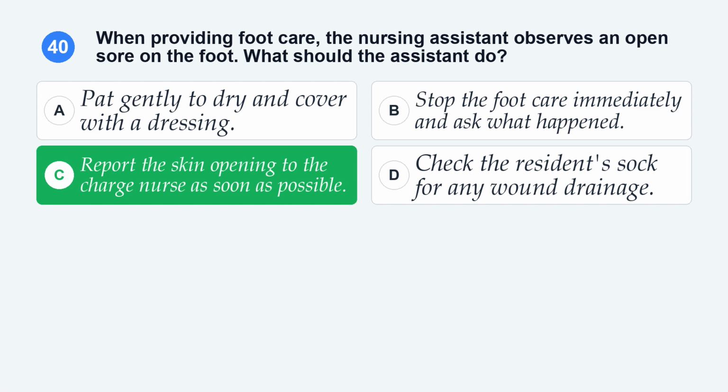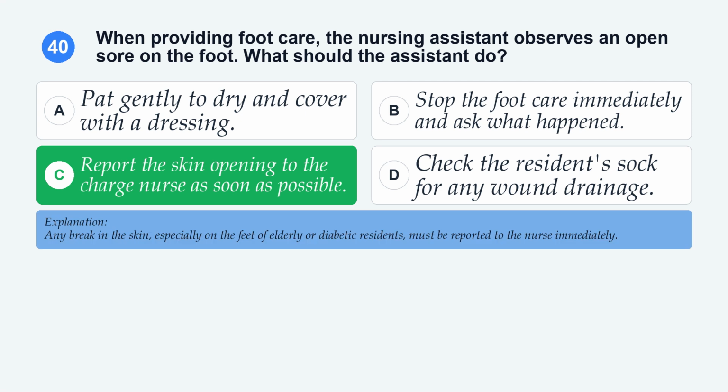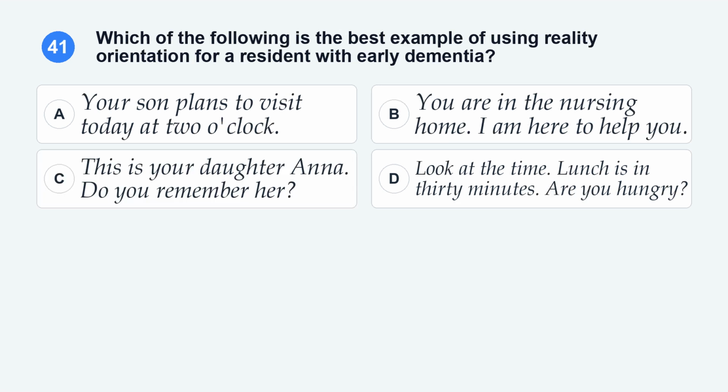The correct answer is option C. Report the skin opening to the charge nurse as soon as possible. Explanation. Any break in the skin, especially on the feet of elderly or diabetic residents, must be reported to the nurse immediately.